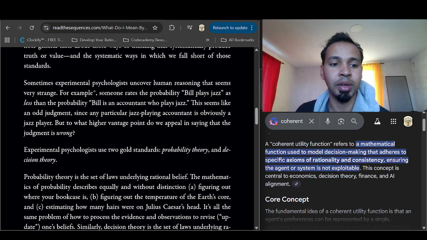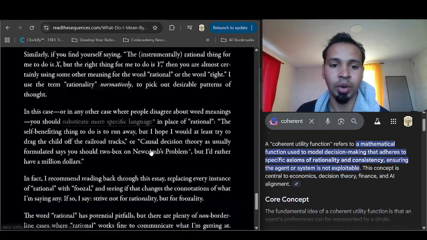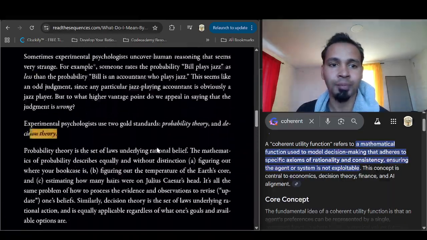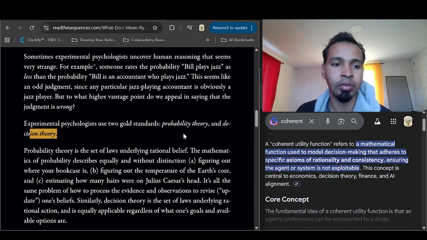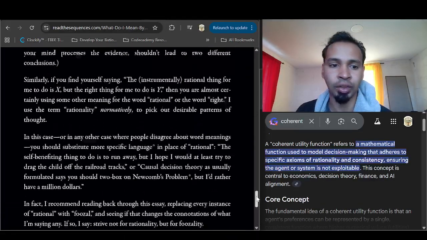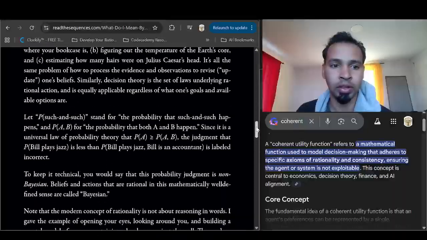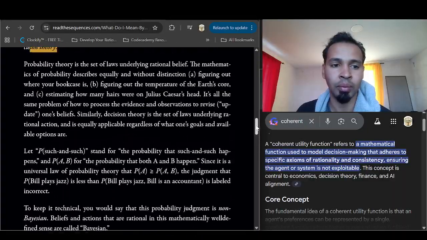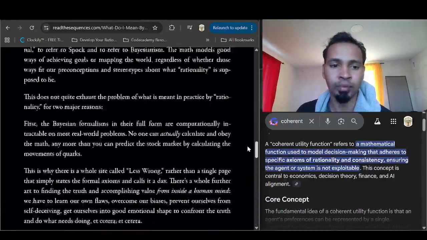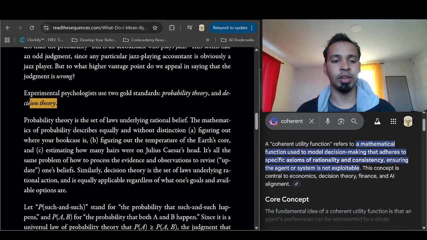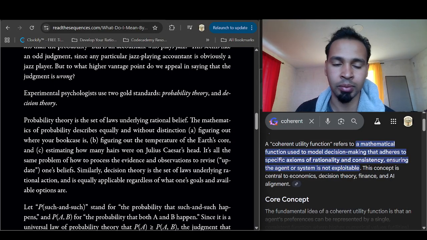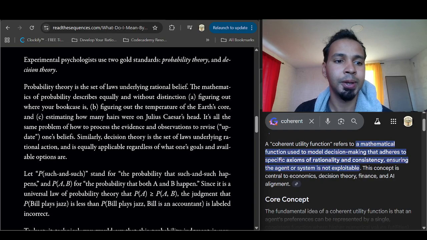Okay. Experimental psychologists use two gold standards: probability theory and decision theory. Very interesting. The goal is to read through all of this. We're about 23 minutes into the video, but I would like to have a little bit of closure here. And thankfully, the way he organizes his book is so that it's not too overwhelming. I think we can finish this whole section, but not in the next 6 minutes. It might take a little bit longer, 10, 15 minutes.